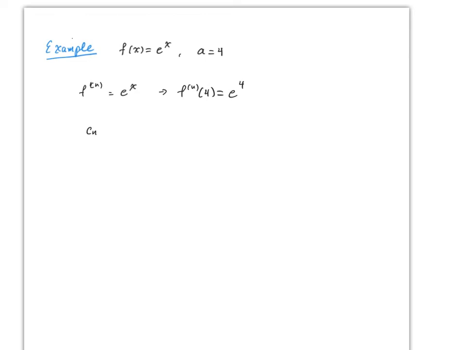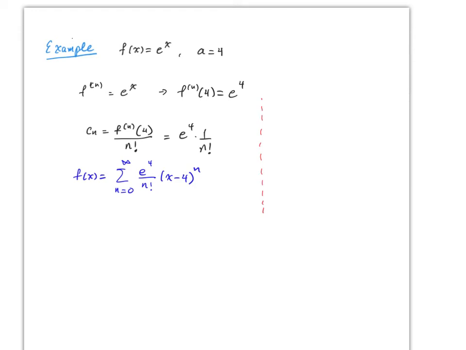So therefore, the n-th derivative, the Cn, which remember is the n-th derivative evaluated at a divided by n factorial, is going to be e to the 4 times 1 over n factorial. So therefore, f of x is going to be now the sum for n equals 0 to infinity of e to the 4 over n factorial times (x minus 4) to the n power.